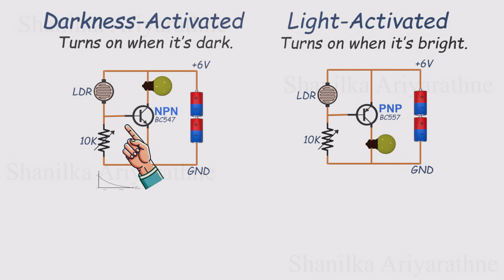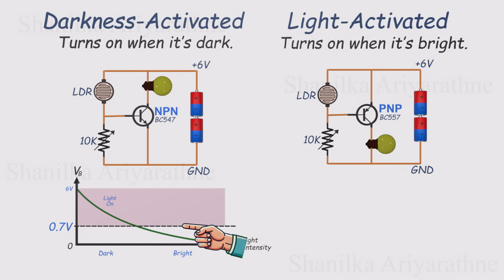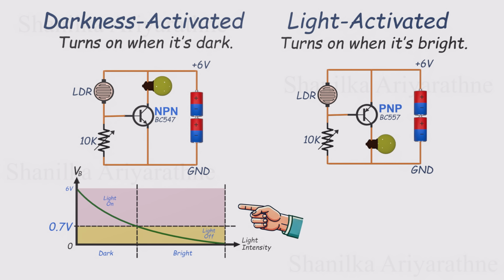If we connect an NPN transistor to this voltage divider, it turns on when the base voltage rises above 0.7 volts. So it activates in the dark when the voltage is high and turns off when it's bright. That makes it a simple darkness-activated switch.